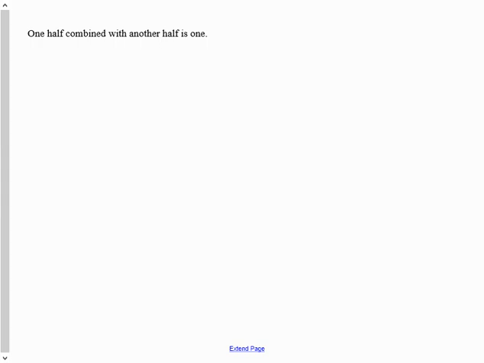Our next true and false is 1/2 combined with another half is 1. Remember, combining is not multiplication, it's addition. So 1/2 combined with another half is 1. The answer is true because 1/2 plus 1/2 is indeed 1.